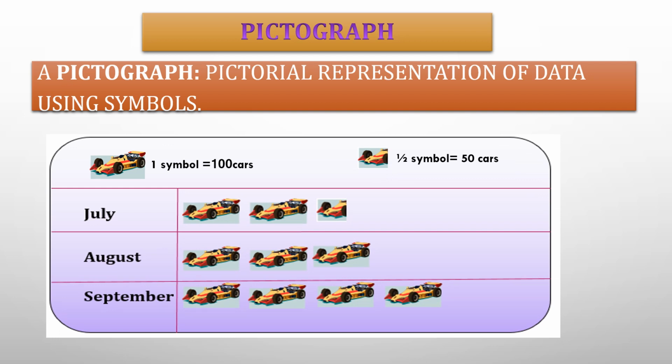This is a pictograph for the sales of a car company for 3 months, July, August and September. It is taken that one symbol of a car represents 100 cars, so half symbol of a car will represent 50 cars.